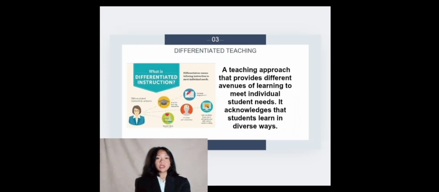So next is differentiated teaching. It is a teaching approach that provides different avenues of learning to meet individual student needs. It also acknowledges that students learn in diverse ways. Differentiated teaching requires teachers to plan and deliver instruction that caters to students' varied learning styles, readiness levels, and interests. This may involve offering different activities, assessments, and levels of support.